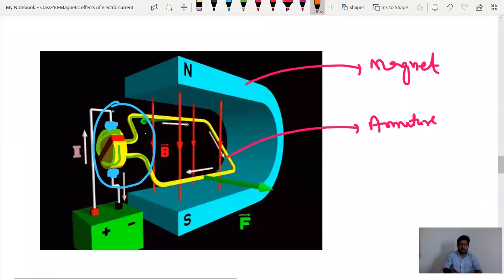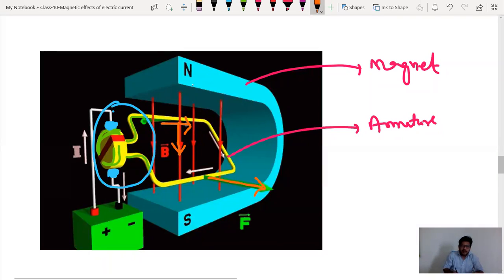This one. So this is direction of current. This is direction of magnetic field. Now what is the direction of force? This. So it will take one rotation. Again, it will take another rotation. Like that, continuous spinning will be there in the motor. Like that, motor works. Very simple concept.